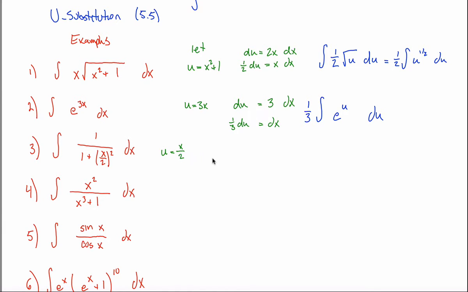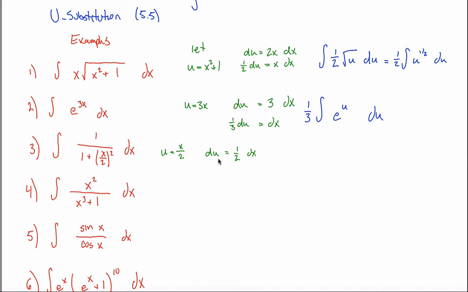If u equals x over 2, you're like, ooh, du is really hard to figure out because I need to use the quotient rule. No, you don't. Because x over 2 is just the same as 1/2 times x. So the derivative of 1/2 times x, the x goes away and I'm left with just the 1/2. What I'm saying is du is equal to 1/2 dx.